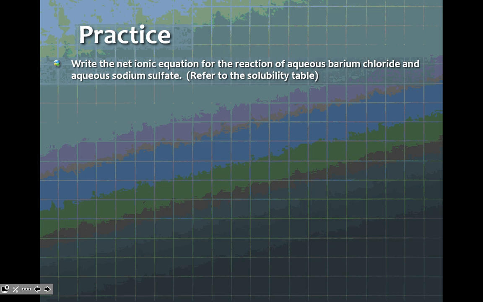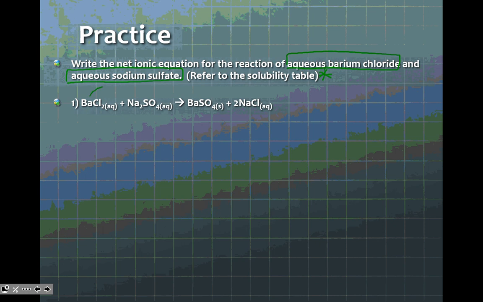Write the net ionic equation for the reaction of aqueous barium chloride and aqueous sodium sulfate. We need to refer to our solubility table to see which of the products that results from that is the precipitate. So I'm going to write it down, and we know that it's a double replacement reaction. So the cations switch places, which is going to give us barium sulfate and sodium chloride. If we use our solubility table, barium sulfate is not soluble. That is why there's an S there.